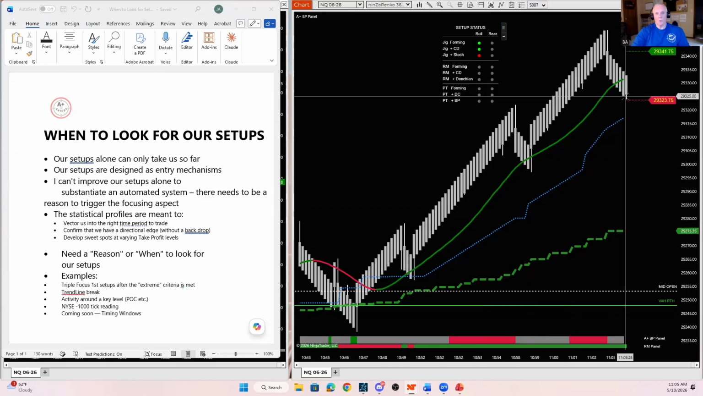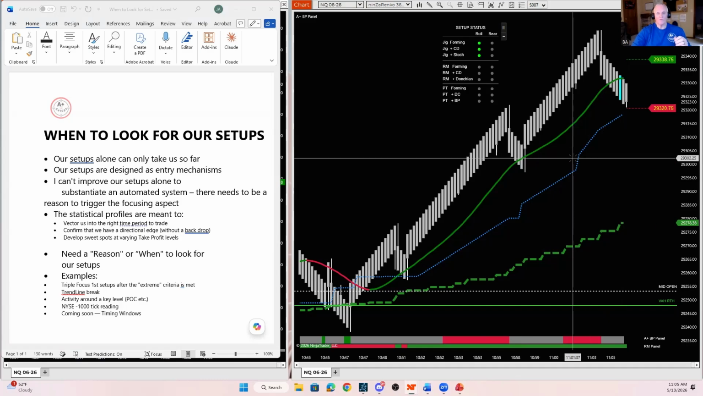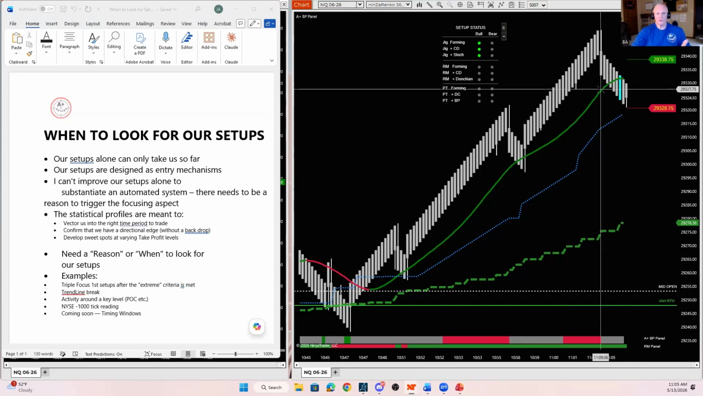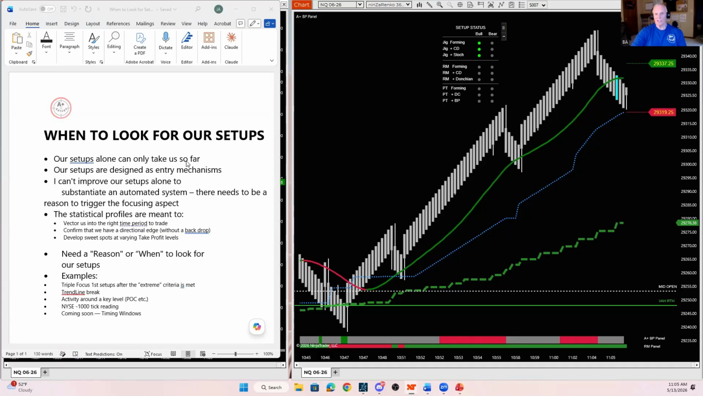Now, what would make this potentially more palatable, in theory a better setup, is if something occurred that would force us to look for one of our setups here. Otherwise, you're just trading these setups in a vacuum. And we want to get away from that because our setups alone can only take us so far. Punto. That's it. Nobody can tell you any different: price action alone can only take you so far.